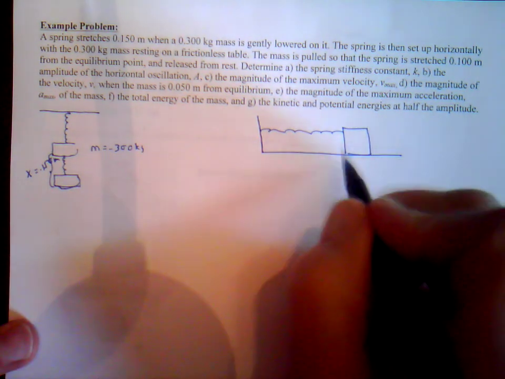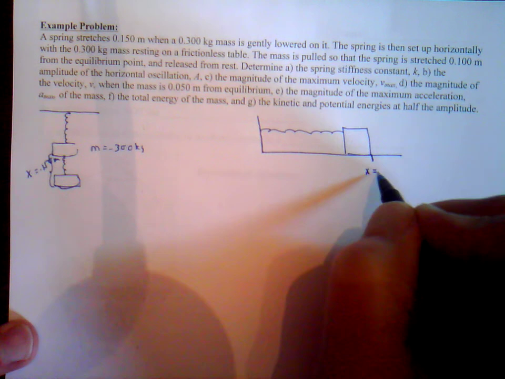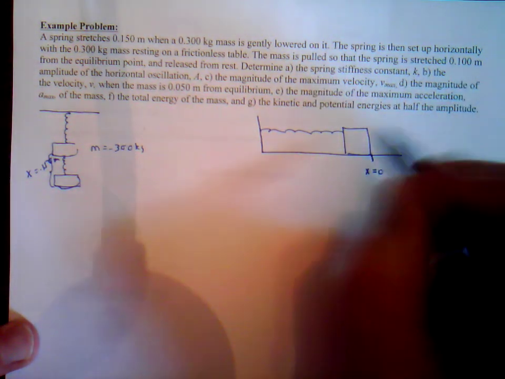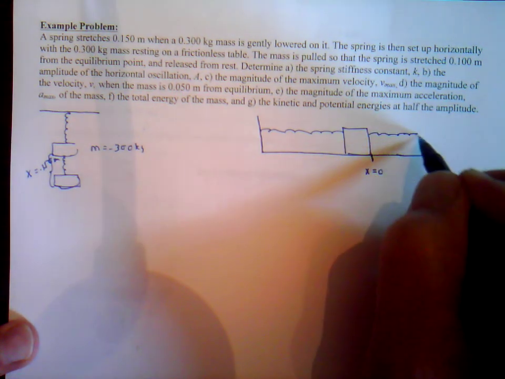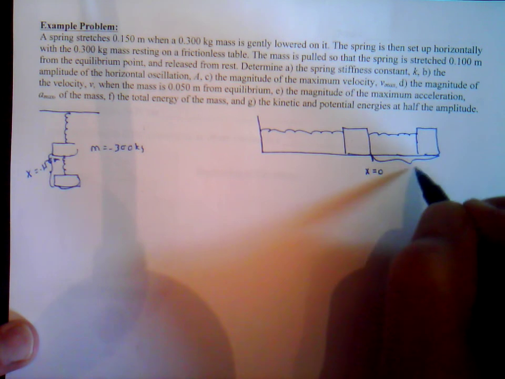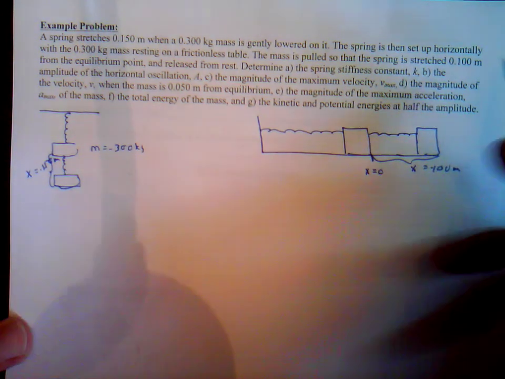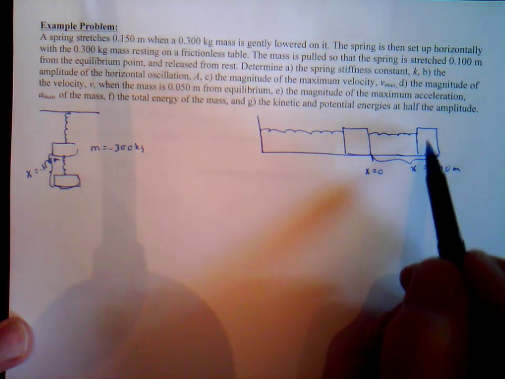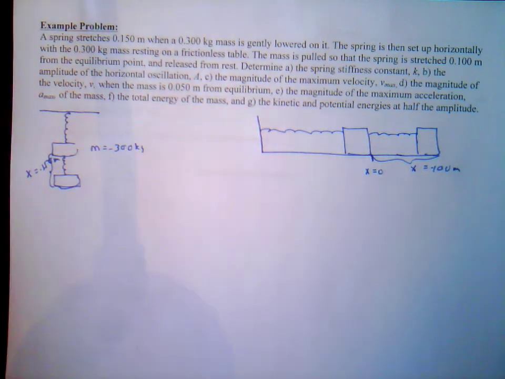And then this position right here, x equals 0, that's the equilibrium position. The mass is pulled and the spring is stretched 0.10 meters. So we're going to stretch this spring a little longer. So then this distance is 0.100 meters from the equilibrium point. So this is the equilibrium, it's stretched 0.10 meters and released. Once this is released, it's going to start oscillating back and forth like this. Okay? So let's take a look.